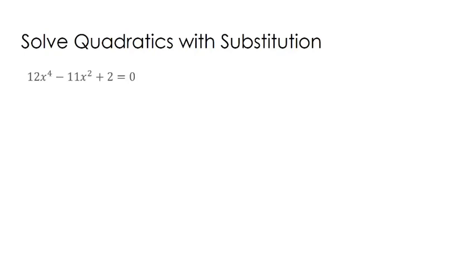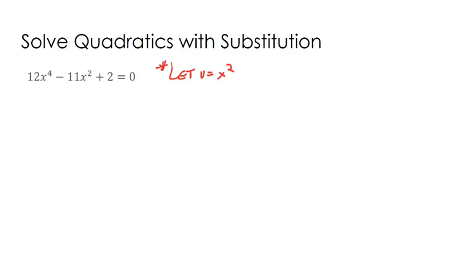But what you might recognize is that since this exponent on the x is twice as large as the exponent on the second term, the relationship between this and this would be the same as the relationship between a linear term and a quadratic term in a quadratic. And what I mean by that is this. If I just say, let's introduce a variable, let's let u equal x squared.